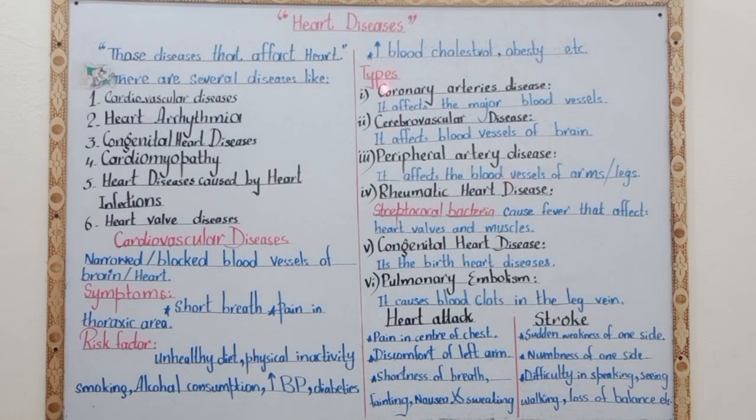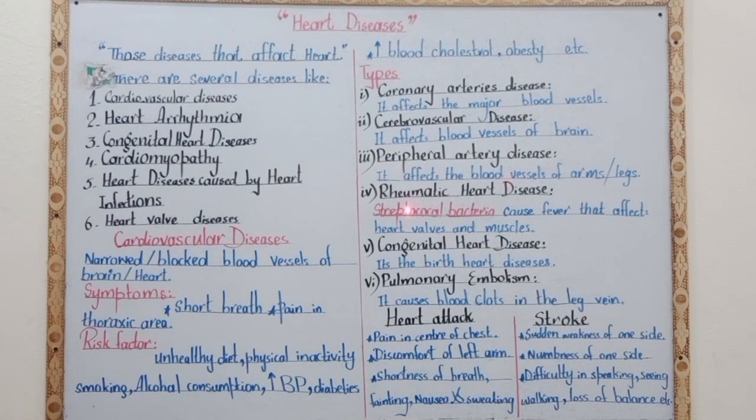Next, the types of cardiovascular diseases. Number one is coronary artery disease. Coronary means major blood vessels, it affects the major blood vessels. Next is cerebrovascular diseases. It affects the blood vessels of the brain. Number three, peripheral artery disease. It affects the blood vessels of the arms and legs. Peripheral means outer areas, that is, arms and legs.